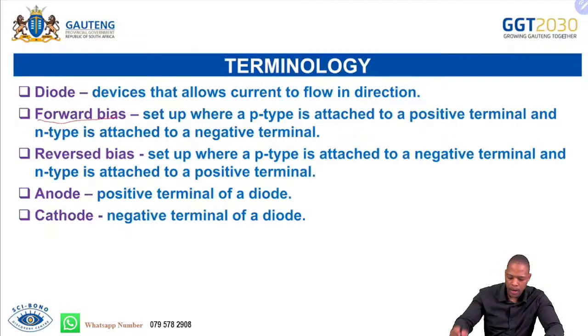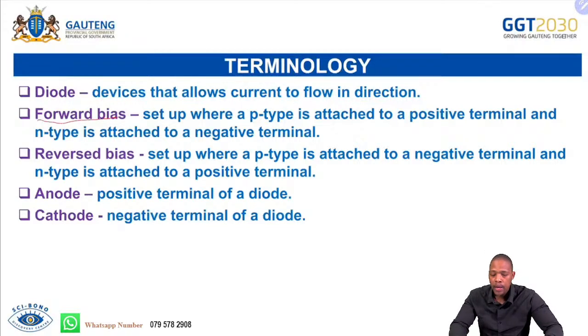What is forward bias? This is a setup where the p-type is attached to the positive terminal and the n-type is attached to the negative terminal. Things that will make sense in a couple of minutes. Reverse bias is a setup where the p-type is attached to the negative terminal and the n-type is attached to the positive terminal. We say that's reverse bias.